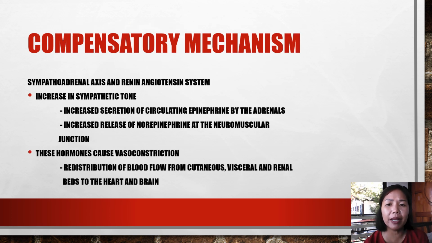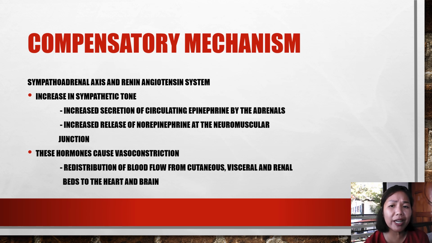Several compensatory mechanisms come into play to adapt to chronic heart failure, such as increase in sympathetic tone, which increases release of epinephrine from the adrenals, and increase in norepinephrine from the neuromuscular junction, thus increasing heart rate and myocardial contractility. These hormones may act on alpha-adrenergic receptors, causing constriction of vascular beds, so that blood flow is redistributed from the cutaneous, visceral, and renal beds to the heart and brain.